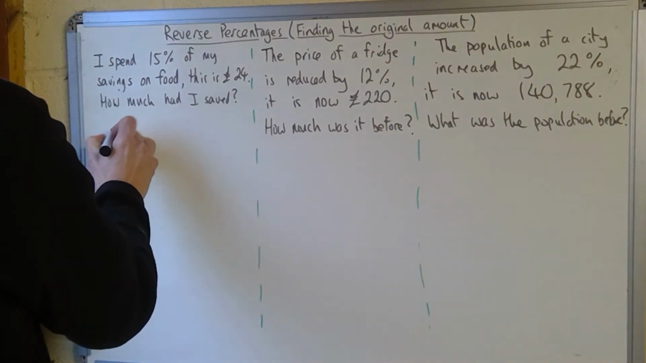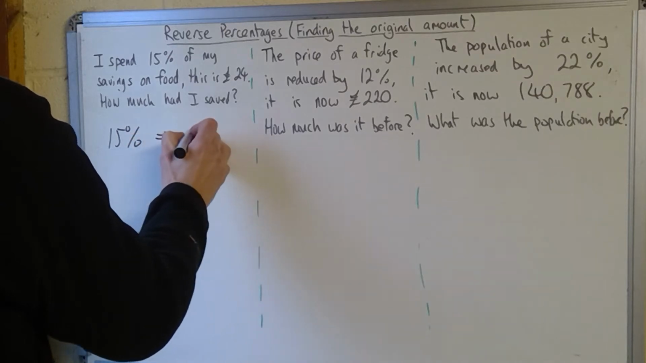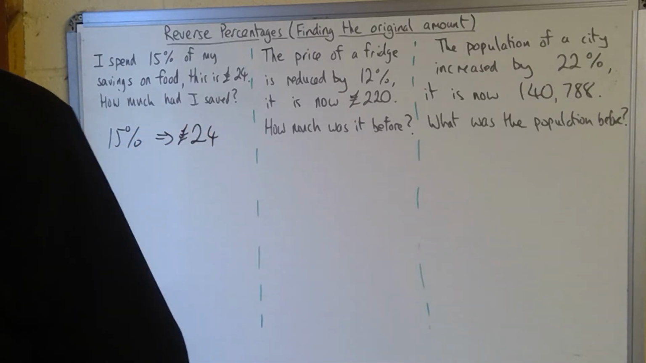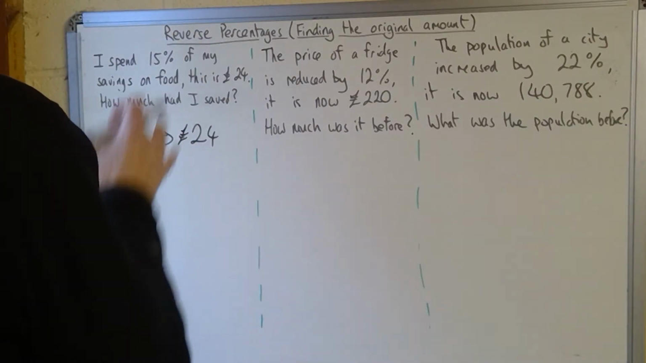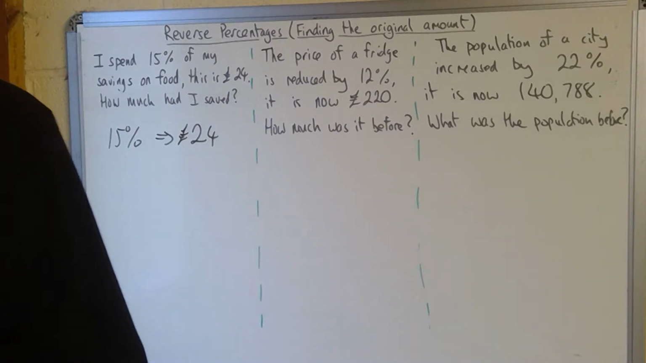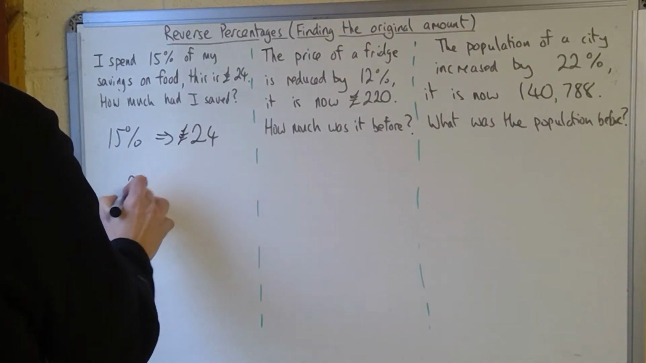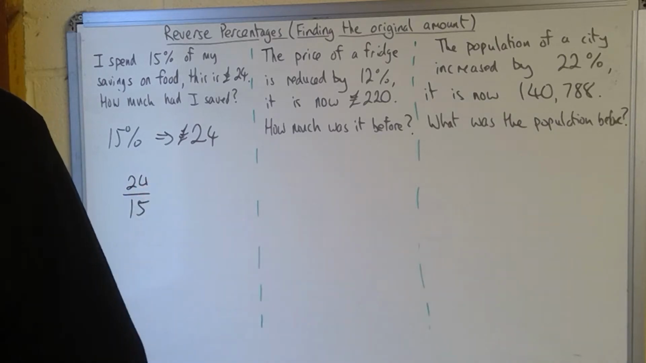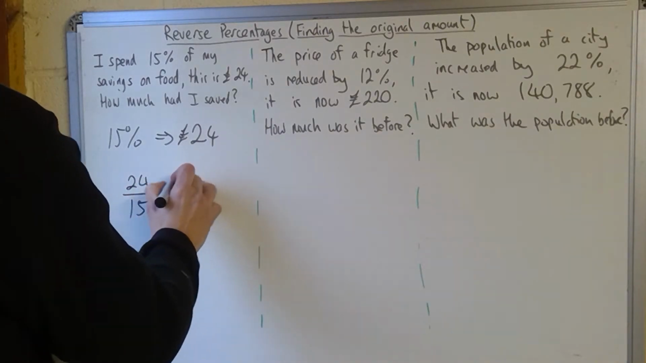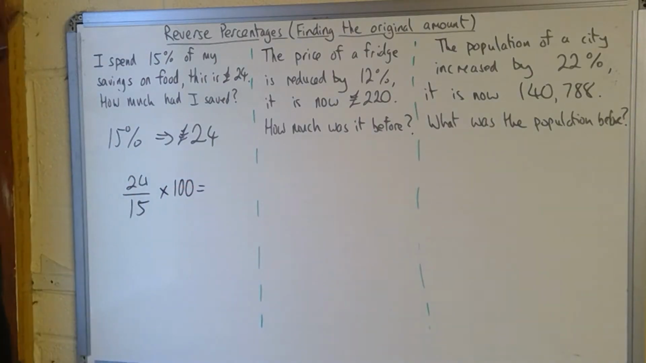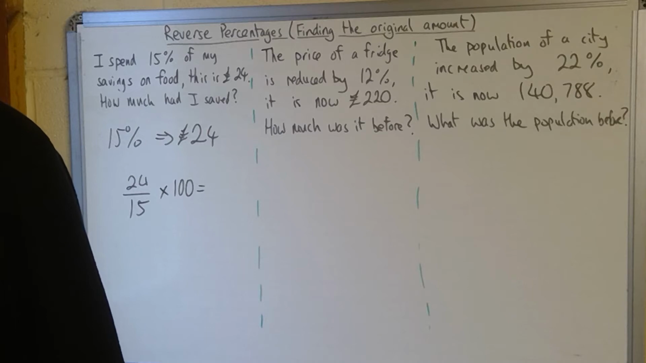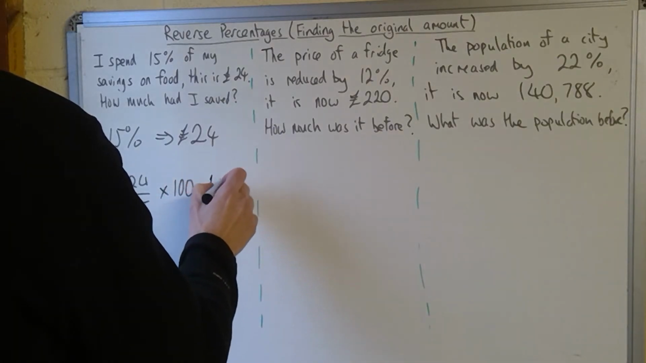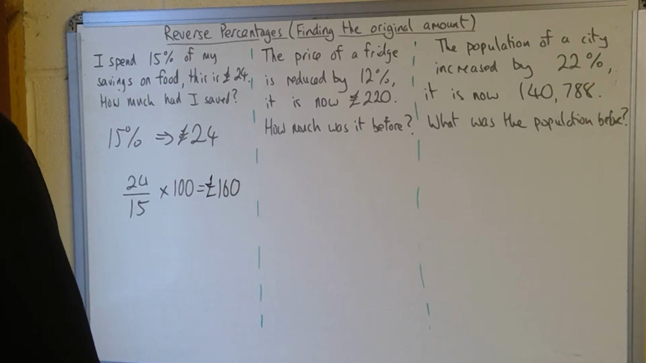What we've got to realise here is that £24 is represented by 15%. If I want to find the original amount of my savings, that's 100%. We're always working back to 100%. A really good way of doing it is 24 divided by 15, that finds me 1%, and then multiply that by 100. Some of these will be calculator questions, some of them non-calculator questions. So this one, 24 divided by 15, then times by 100, I must have started with £160.